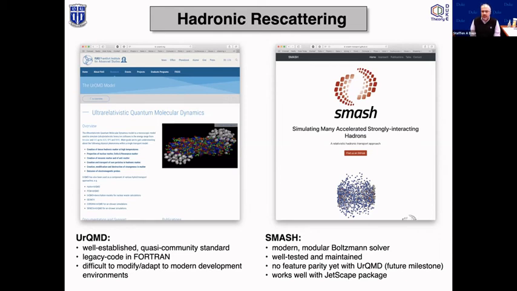and Python. Yes, so there is a new kid on the block, SMASH, which is a modern modular Boltzmann solver, and it has not yet reached feature parity with UrQMD, but it will get there. I would say future support and development potential for SMASH is a lot better than for UrQMD. And so it may be worthwhile in terms of hadronic afterburners to at some point make the transition from UrQMD to SMASH. And there is already one well-established package out there, JETSCAPE, that has made this transition.